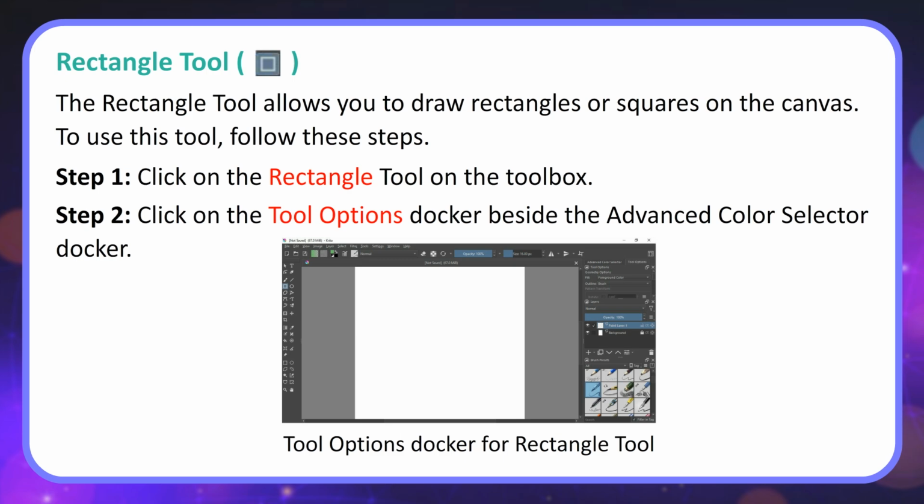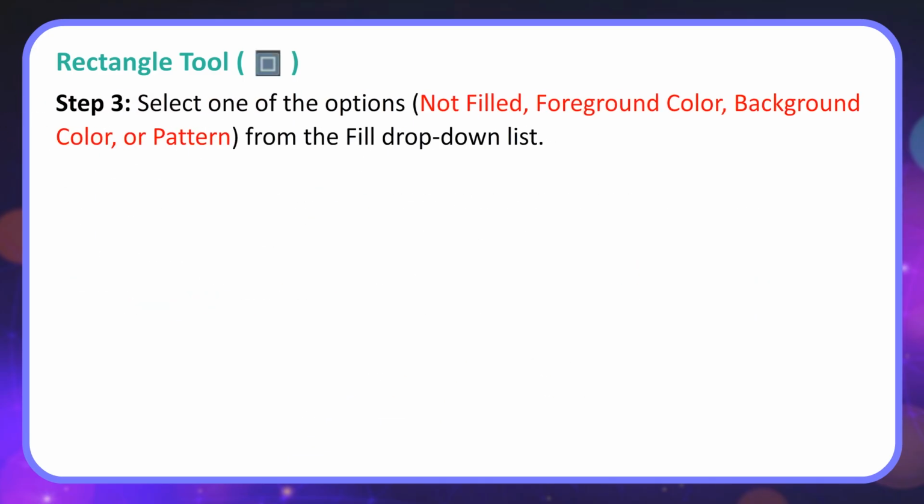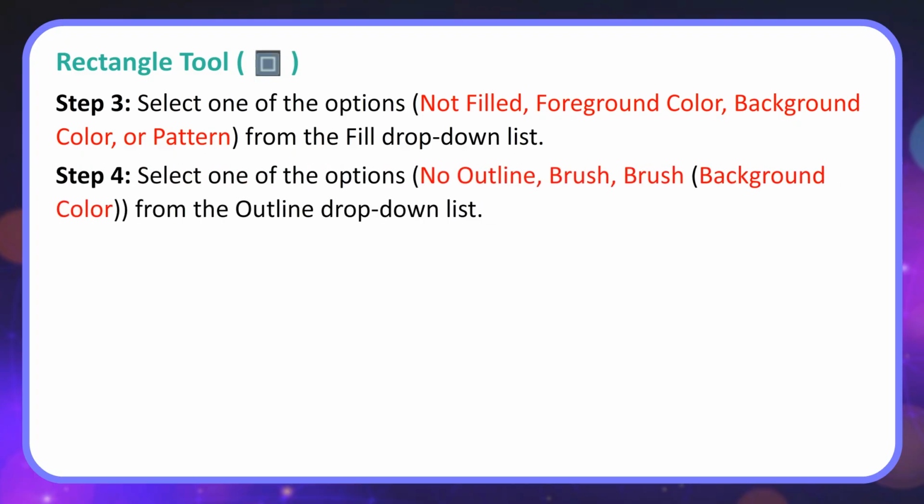Tool Options docker for Rectangle tool. Click on the Rectangle tool. Click on the Tool Options docker. Step 3. Select one of the options, not filled, foreground color, background color, or pattern, from the Fill drop-down list. Step 4. Select one of the options, no outline, brush, background color, from the outline drop-down list.